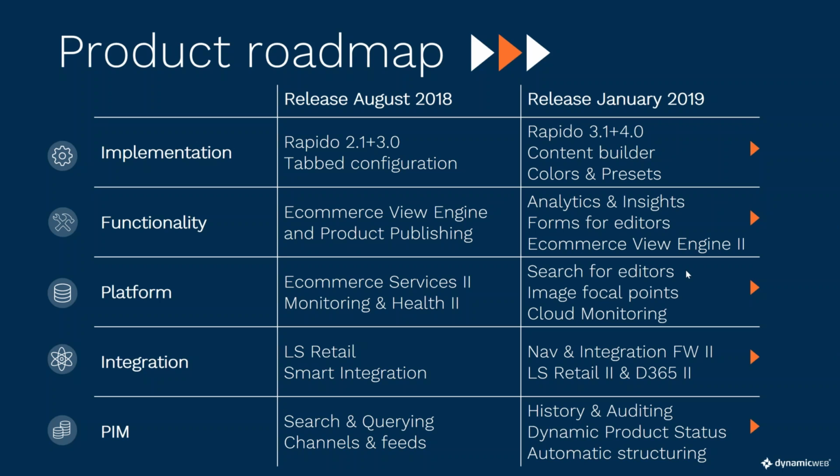On the PIM side, we'll see some history and auditing tools on top of the product editing experience. Something called dynamic product status and automatic structuring of data. So based on some of the properties on the products, it will be structured automatically, and it will also receive an update on the product status, making the workflows more seamless compared to now where they are handheld. So that's the plan for now.